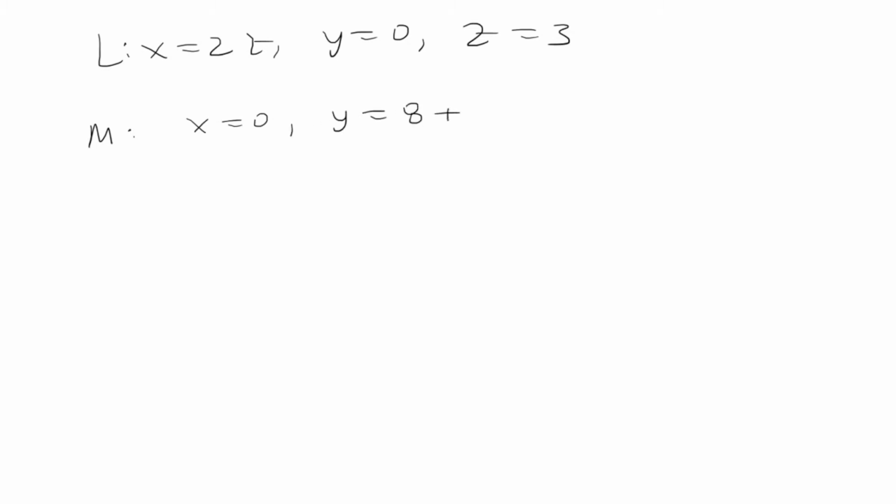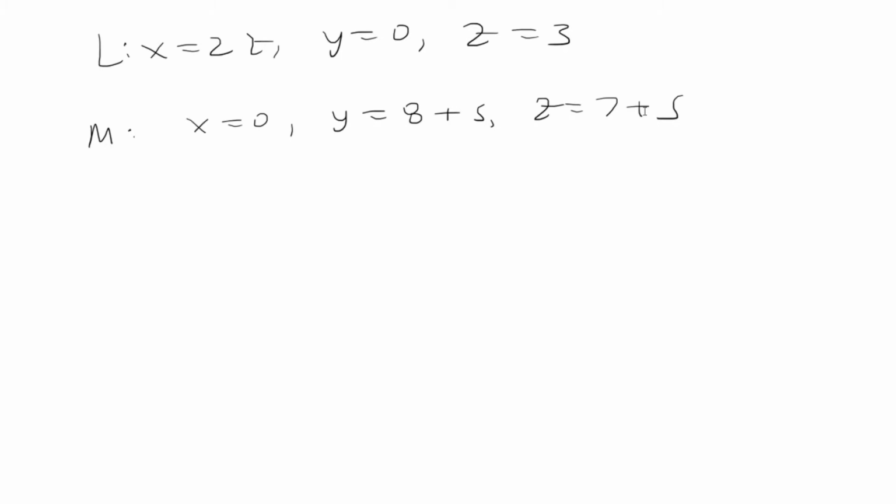Let line L be x equals 2t, y equals 0, z equals 3. And we're going to let line M be x equals 0, y equals 8 plus s, and z equals 7 plus s, for some constants t and s. Determine whether the lines are equal, parallel but not equal, intersect, or are skew.